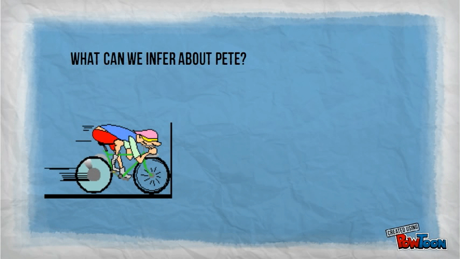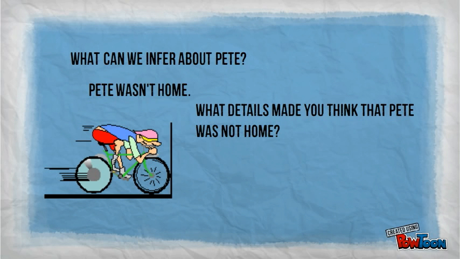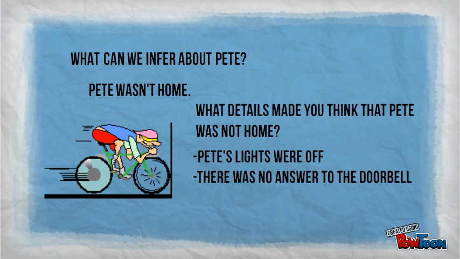What can we infer about Pete? He wasn't home. We know this because his lights were off and because there was no answer to the doorbell.